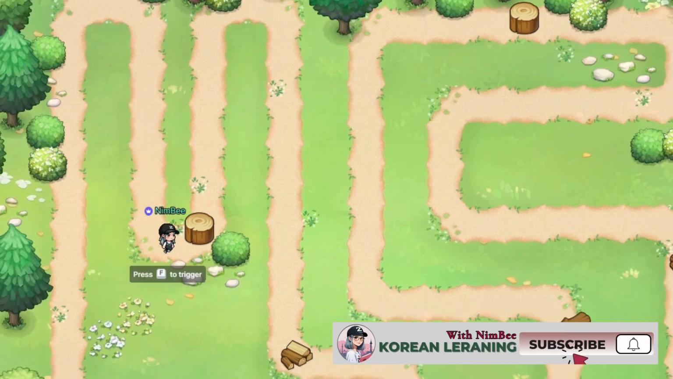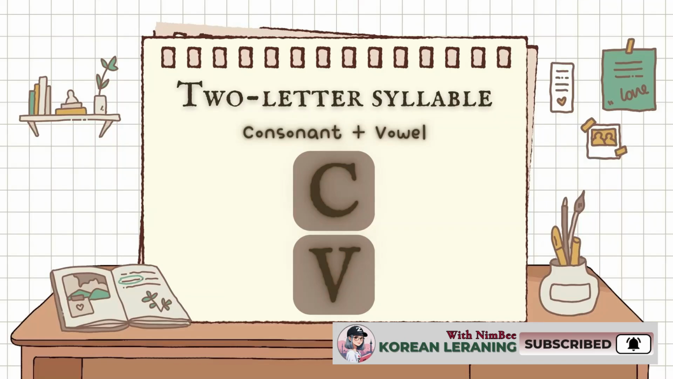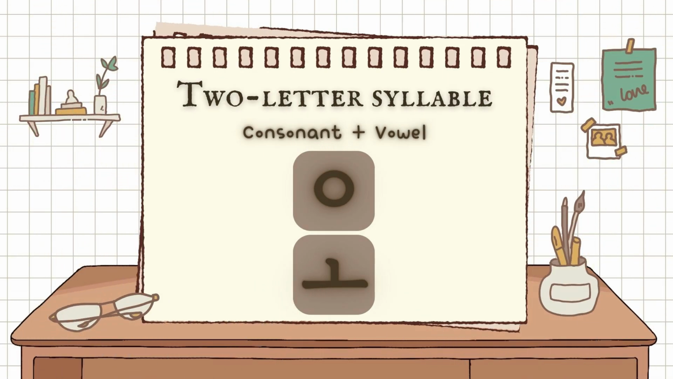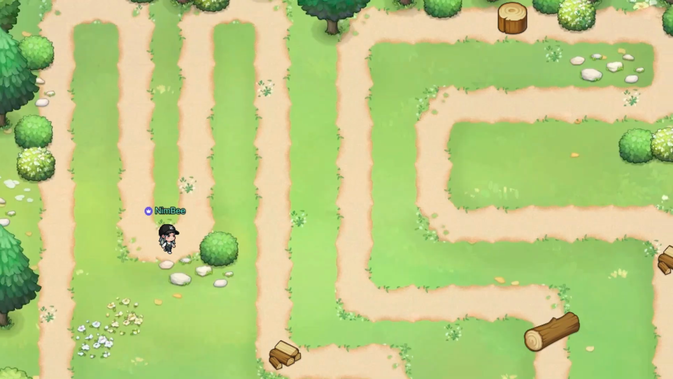We have another tree trunk here. The other form of 2-letter syllable here is a vertical consonant and vowel. See, in the above, we have the consonant and the vowel under the consonant. Look at the example. We have young and O. O means 5. Okay, let's go to the next one.